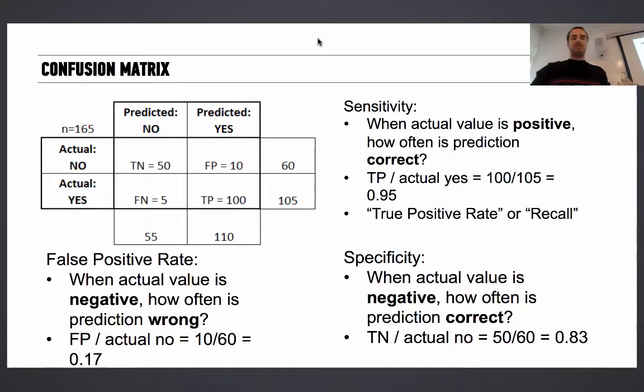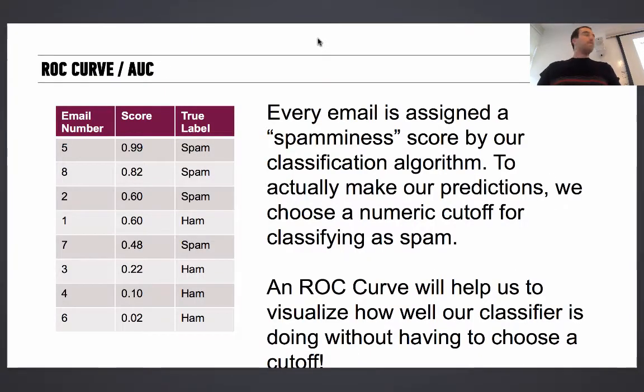So it means different things in different problem domains. So an ROC AUC is a kind of combination of the two. Every email that we're going to look at today is going to be assigned a spamminess score by our classification algorithm. It's going to say 99% spam or 2% spam, which makes it ham, which is a good email.